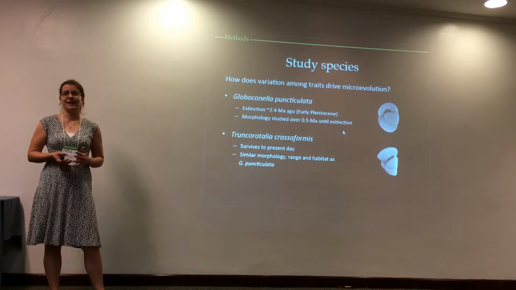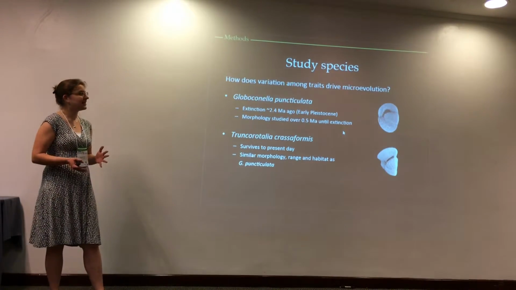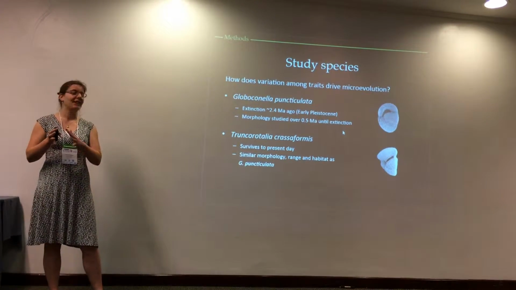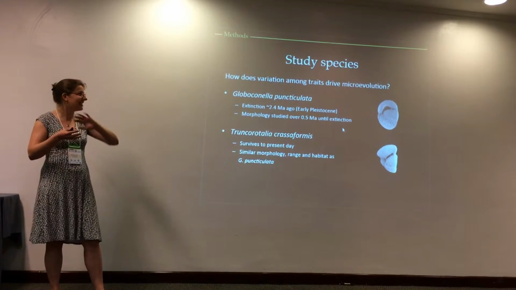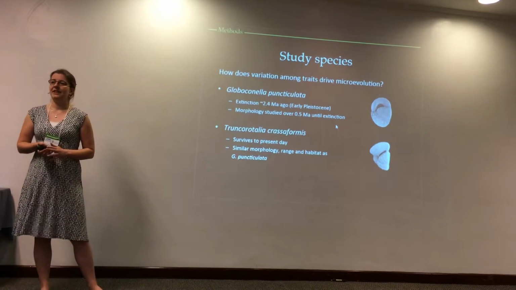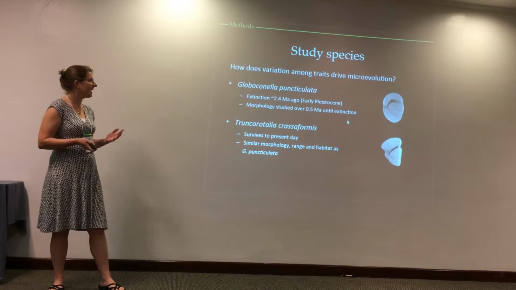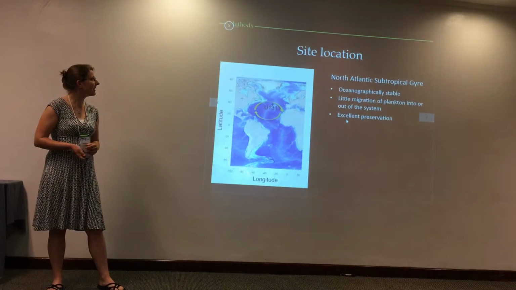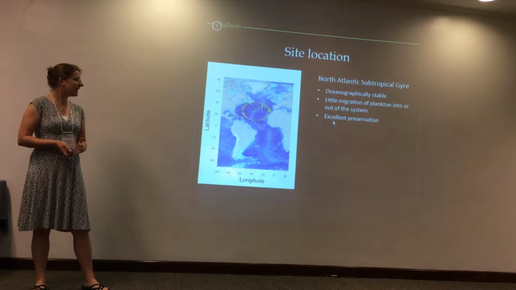And they lived in more or less the same depth habitats and the same geographical range. And they also look pretty similar: they've got one flat side, more inflated chambers on the other side, and the chambers coil around the center axis. So I studied the morphology of these two species over an interval of about 500,000 years before articulata became extinct. The material I used was from one specific site in the North Atlantic.